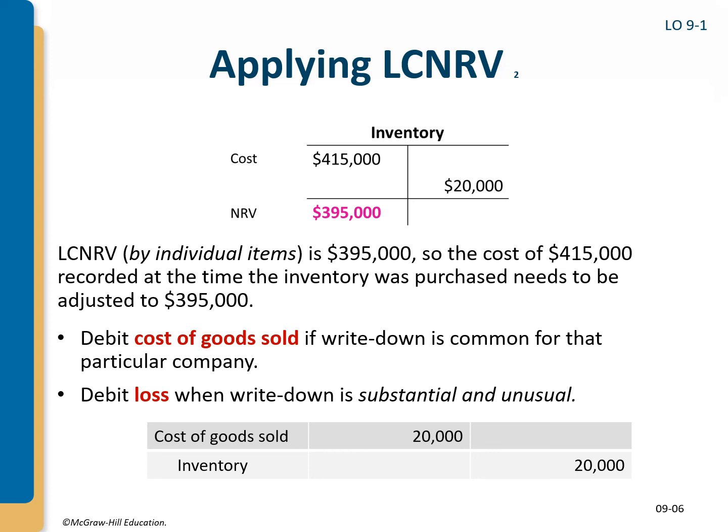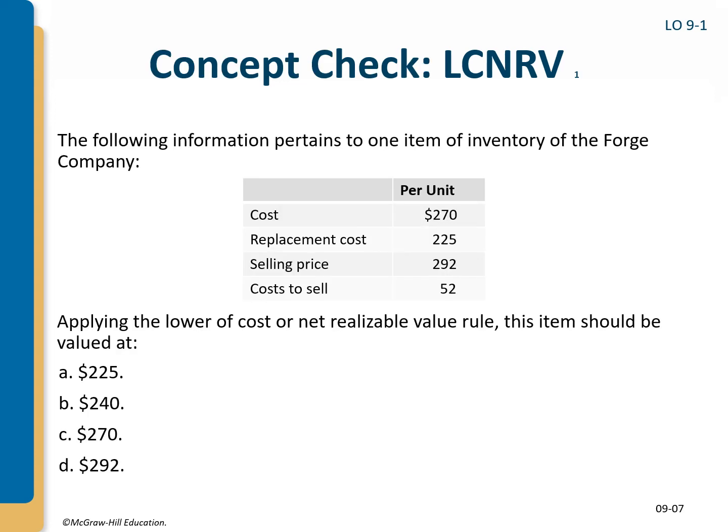So this is lower of cost or net realizable value. FIFO and average cost people use this method. Here's a quick check. The following information pertains to one of the inventory items of Forge Company. So cost, replacement cost, selling price, cost to sell. So we take the selling price minus the cost to sell, which would make the net realizable value $240, compare it to the cost. The lower of the two is the amount the item should be valued at, $240.